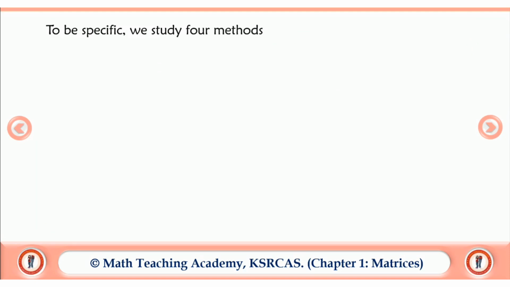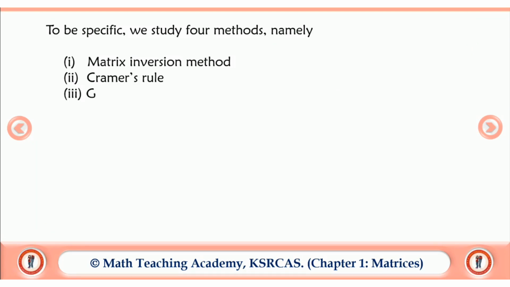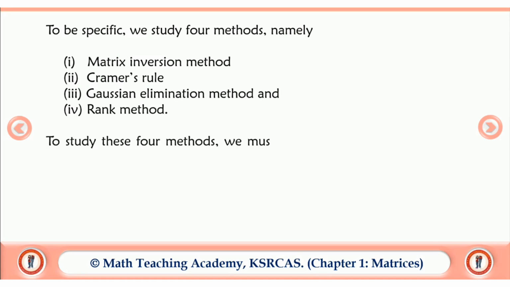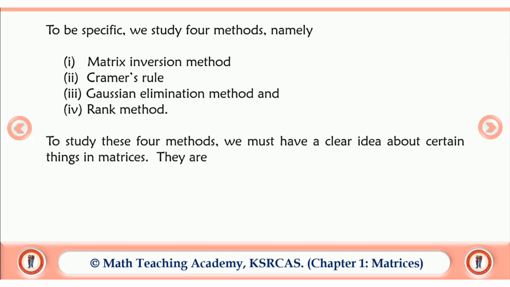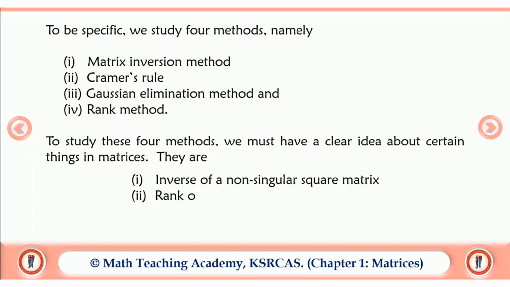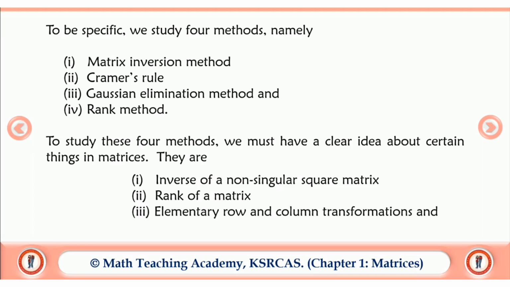To be specific, we study 4 methods, namely matrix inversion method, Cramer's rule, Gaussian elimination method, and rank method. To study these 4 methods, we must have a clear idea about certain things in matrices. They are inverse of a non-singular square matrix, rank of a matrix, elementary row and column transformations, and consistency of system of linear equations.